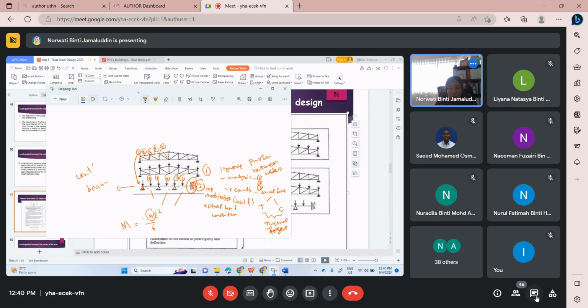W in kilonewton per meter. WL squared, meaning the span, divided by 6, or just assume WL per 6. The capital W is in kilonewton. It is the same, just the unit is different.